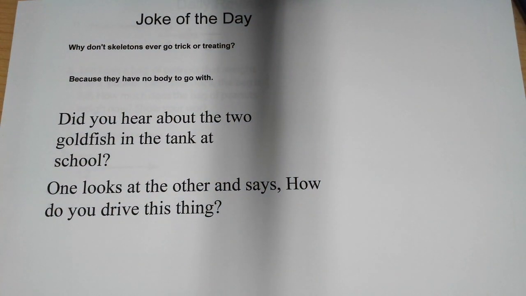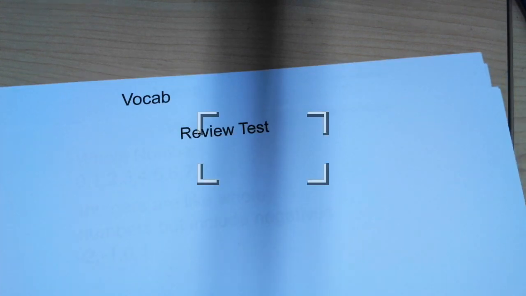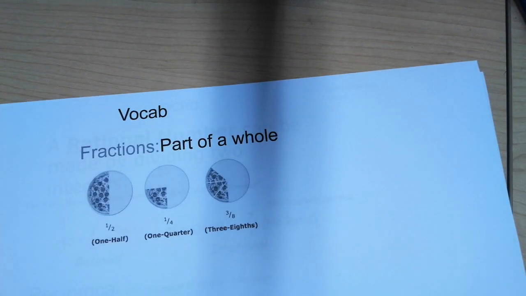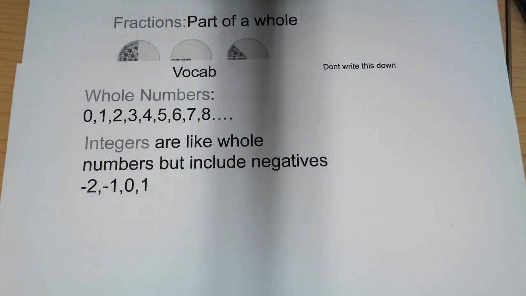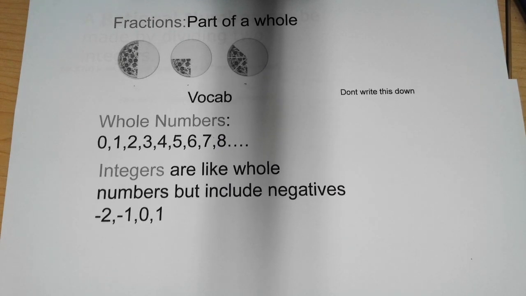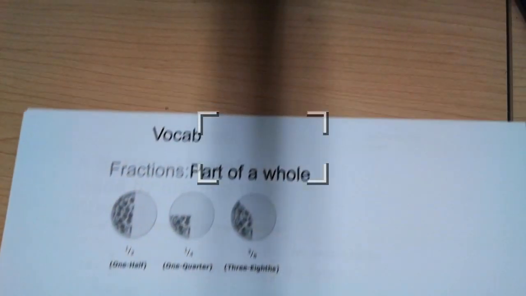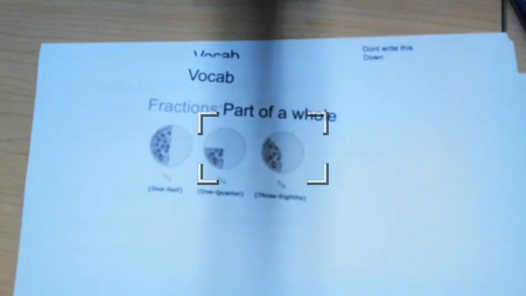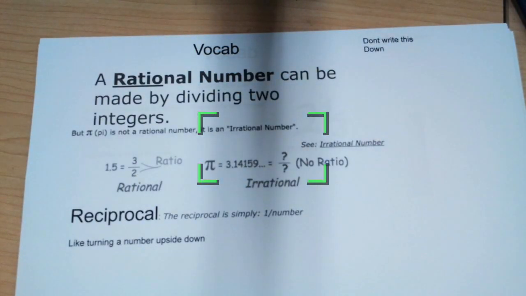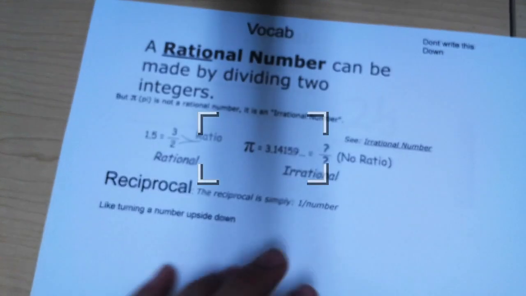Let's look at the vocabulary for today. Oh, no, apparently not. There it is, vocabulary. Whole numbers. Whole numbers are 0, 1, 2, 3, 4, 5, 6, 7, and 8. Integers are like whole numbers but include negatives. Fractions are like parts of a whole. Rational numbers can be made by dividing two integers.